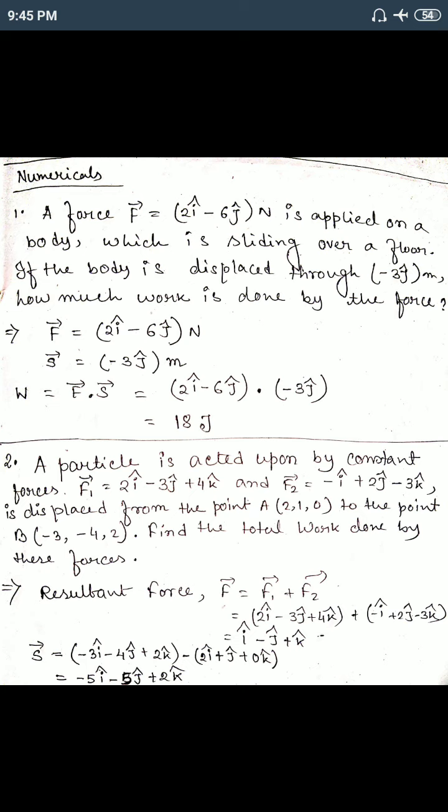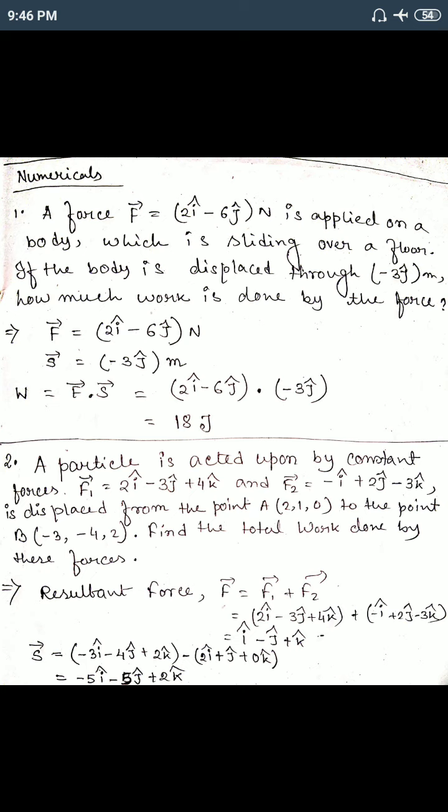Next one: a particle is acted upon by constant forces F1 and F2, with expressions given. These two constant forces act on an object. First of all, we find the resultant: F equals F1 plus F2. We put in the values and get the expression of F, i hat minus j hat plus k hat. The object is displaced from point A, with coordinates 2, 1, 0, to point B equals minus 3, minus 4, 2. So B is the final point.